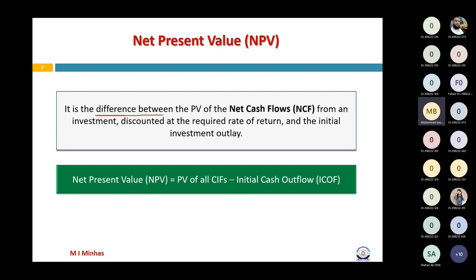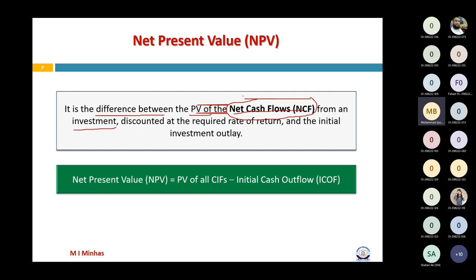It is the difference between the present value of net cash flows from an investment, right? Can someone tell me what net cash flow is here? What do we mean by net cash flows? Expense minus income. Very right.